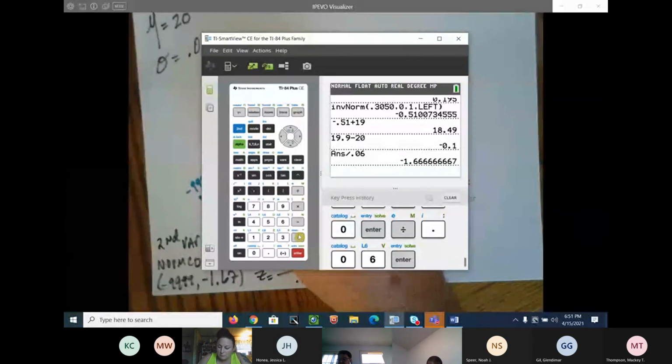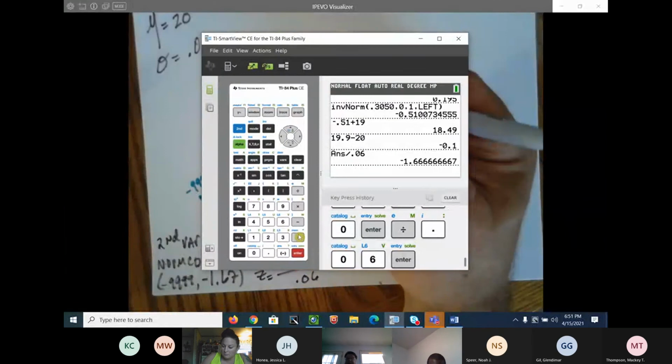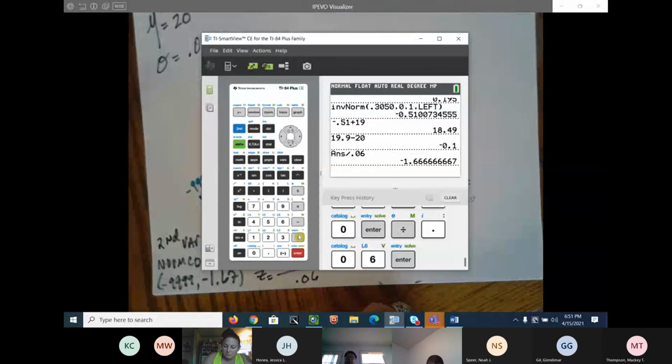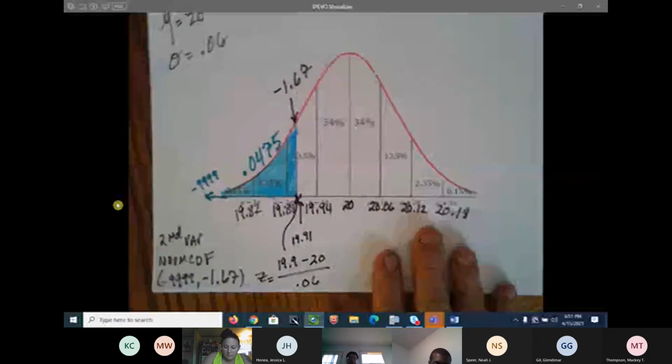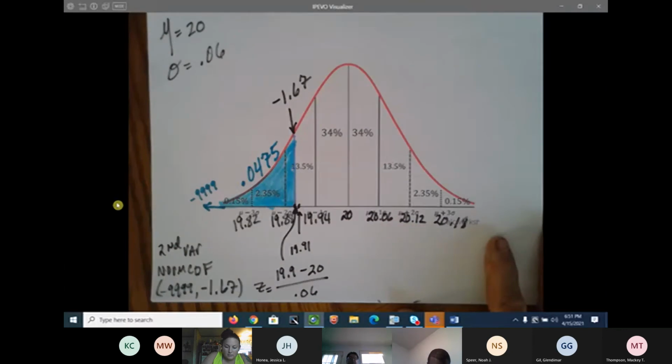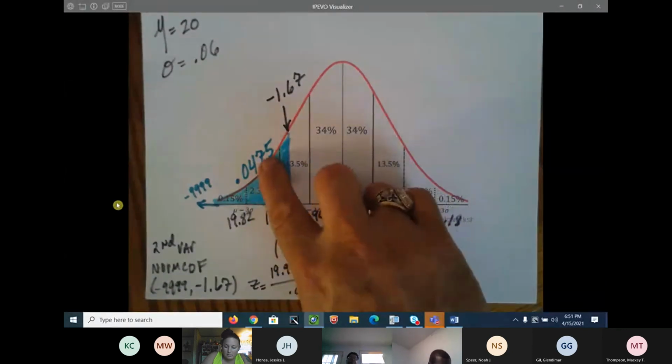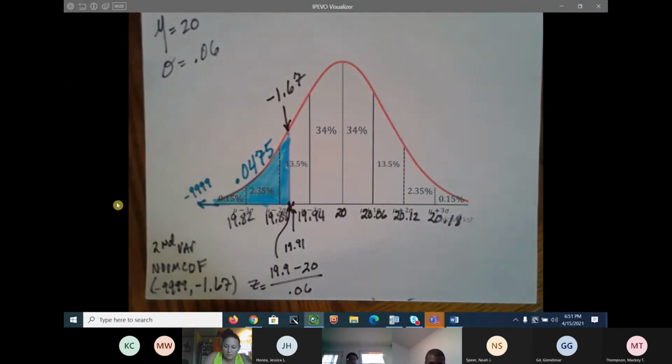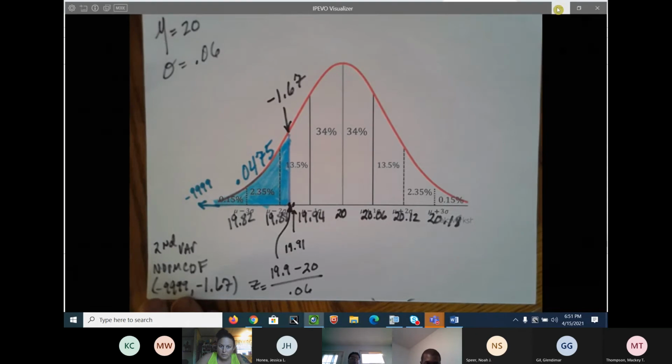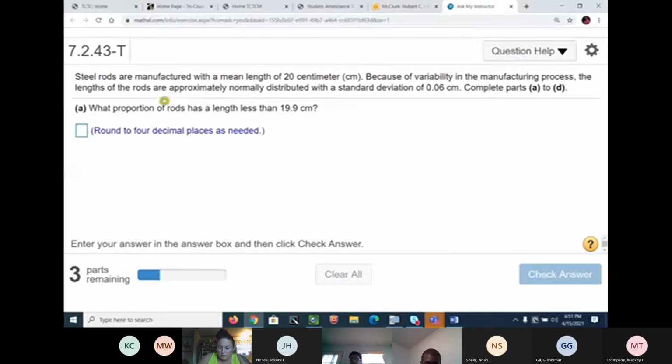0.0475. So that's about 5%. Okay, so let's look at the question and see what they ask. That's what we got for those that are following me. There it is right there. 0.0475. So let's look at the question and see what it says.